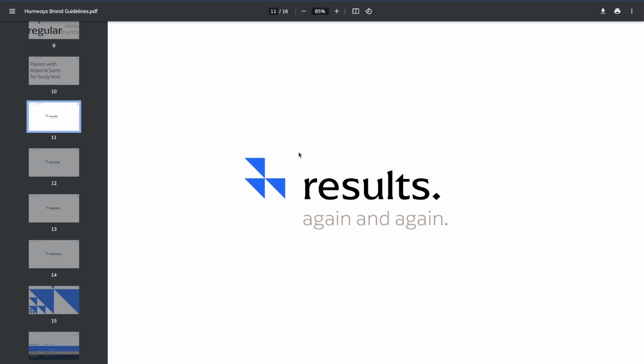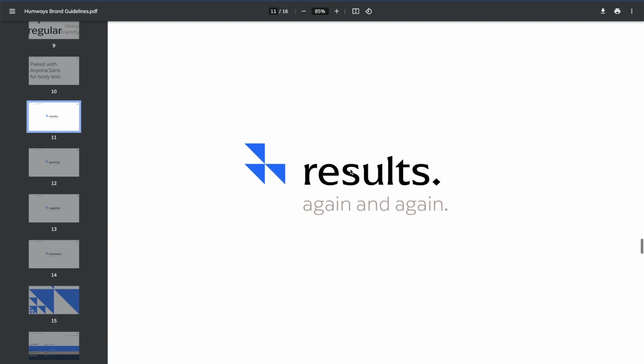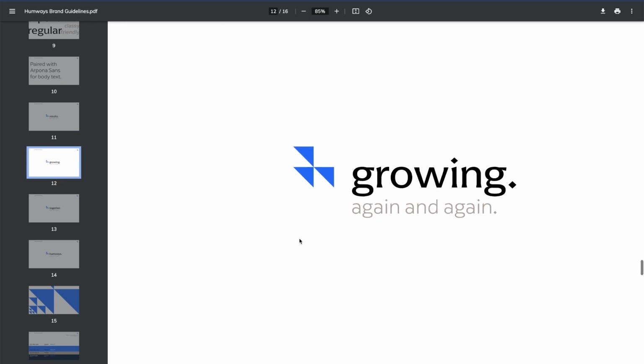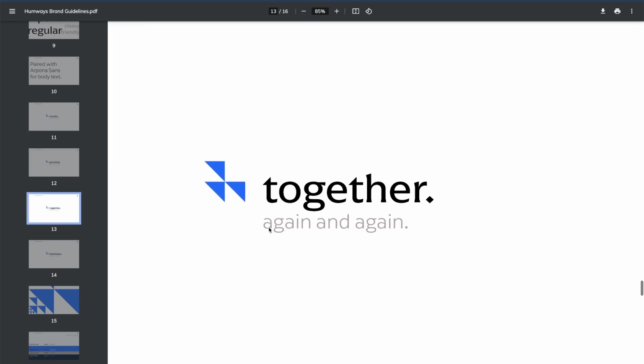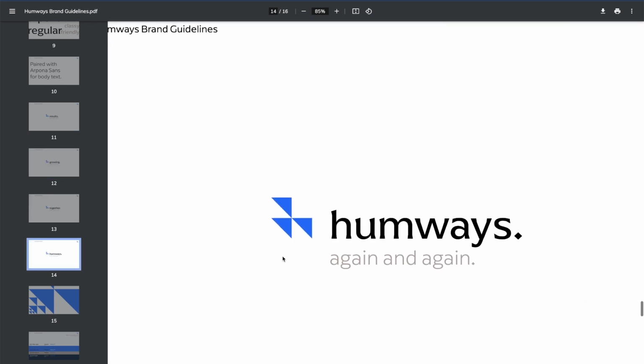So the reason we do that is because we're here for our clients again and again, time and time again. And it's always a positive experience. It's always an upward experience, as this logo signifies here. So we have results again and again, growing again and again, together again and again, Humways again and again. So essentially that's how we came up with our new logo, our new branding, our new identity.